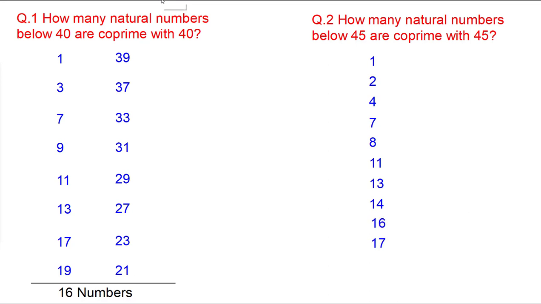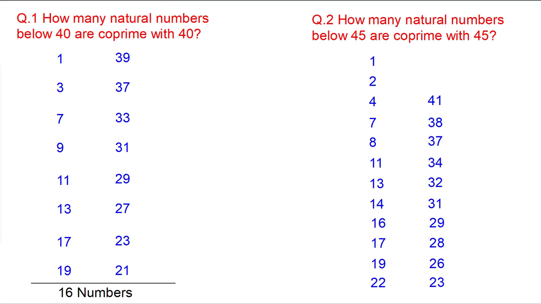After that 19, 20 is not, 21 is not, 22 yes, 22 is a coprime with 45. Then 23 is coprime with 45. 24 is not, 25 is not, 26 is yes. 27 is not, 28 is yes, 29 is yes, 30 is not. Then after that 31, 32, 34, 37, 38, 39 is not a coprime with 45. 3 is a common factor.